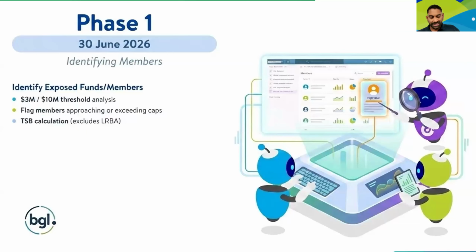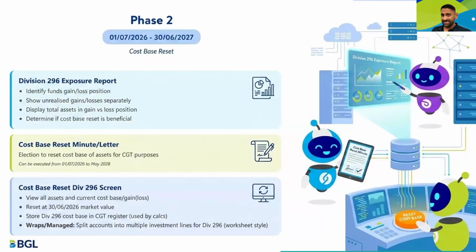Okay, let me come back to the slides. So that's what you can do leading up to 30th June. Phase two, as I said, is going to be focused around the cost-based reset side of things.